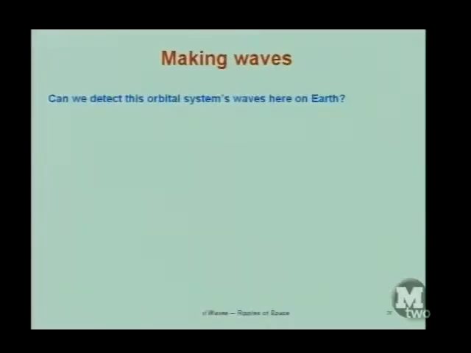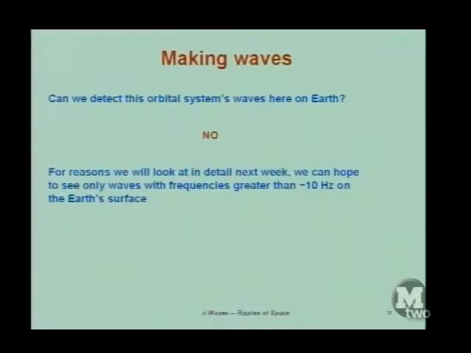Now, the next question is, can we detect those waves? Clearly the system is emitting gravitational waves. Can we see those waves here on the Earth? Well, unfortunately, no, we cannot. For reasons that we'll talk about in detail next week, we cannot see gravitational waves here on the Earth's surface that have a frequency much lower than about 10 hertz. In fact, it's a few tens of hertz right at the moment. And this system has a characteristic frequency that is 70 microhertz because it has an orbital period of 8 hours.